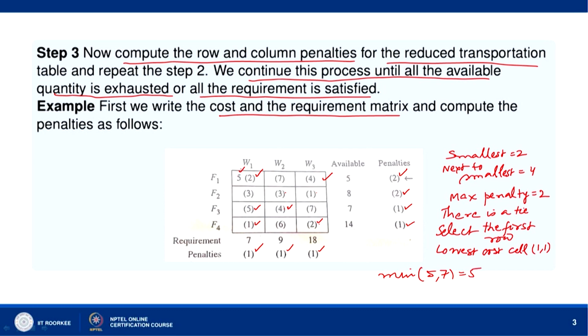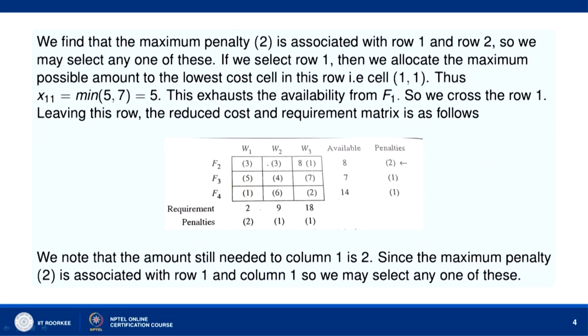Okay. Now, we then cross out first row. After we have allocated 5, the capacity of F1 is exhausted. F1, we have delivered all 5 units available with F1 to the warehouse W1. So, we will cross out the first row, and then we will have 3 rows, second, third and fourth row, and then 3 columns. So, the next transportation table is this one. Okay. So, 3 3 1 5 4 7 1 6 2, that is the next table after we have removed the first row.